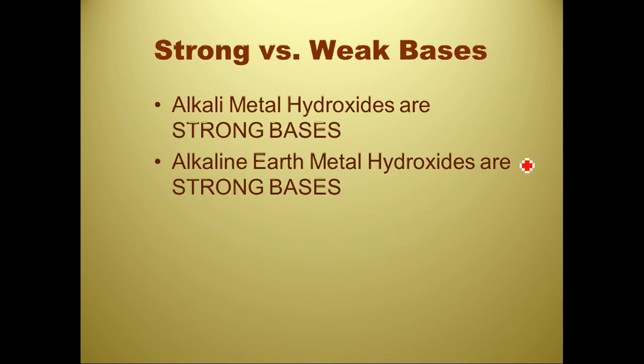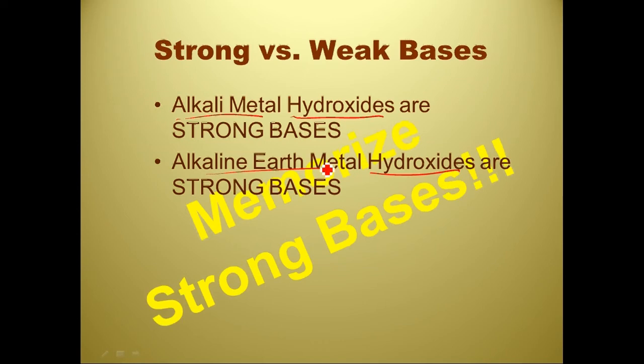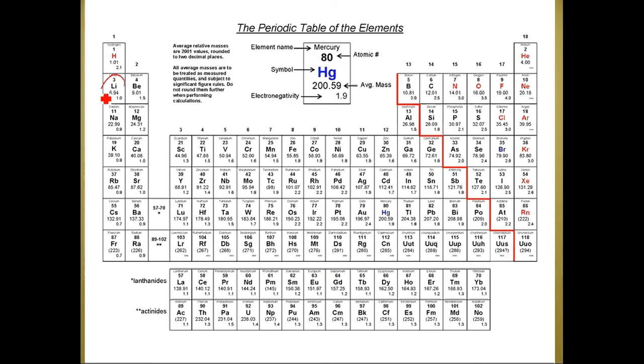All right, strong versus weak bases. You have to memorize 12 strong bases because everything else is going to be weak. The easiest way to memorize your strong bases: all hydroxides made with alkali metals are strong bases. All hydroxides made with alkaline earth metals are strong bases. What does that mean? That means lithium hydroxide, sodium hydroxide, potassium hydroxide, rubidium hydroxide, cesium hydroxide, and francium hydroxide, the alkali metals, are all strong. Beryllium hydroxide, magnesium hydroxide, calcium hydroxide, strontium hydroxide, barium hydroxide, and radium hydroxide also are all strong bases.